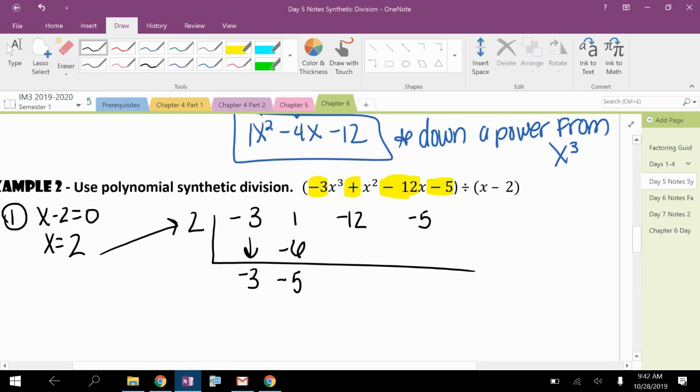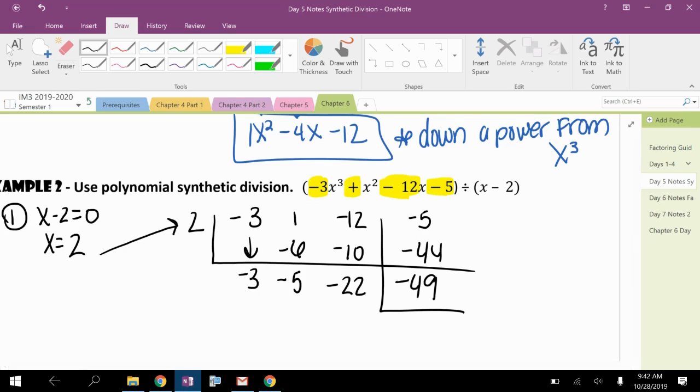Multiply when you're on the outside. 2 times -5 gets me negative, good. Add when you're on the inside. -12 minus 10 gets me -22. Very good. Okay, remember they're both negative. 2 times -22 gets me negative. Very good. Add straight down when we get -49. Very good. Remember, add when you're in the inside, multiply when you're on the outside.